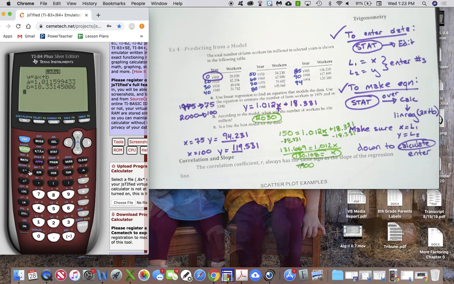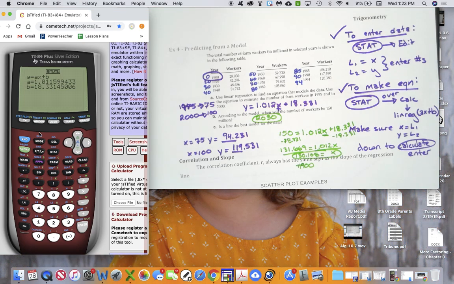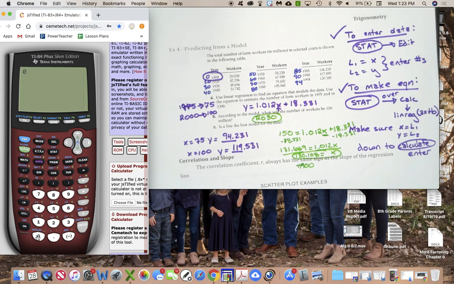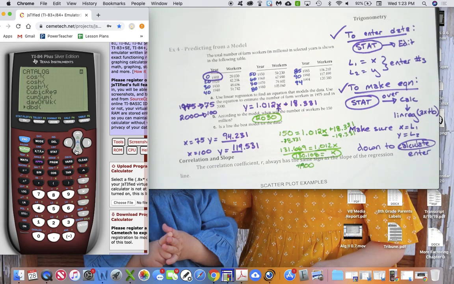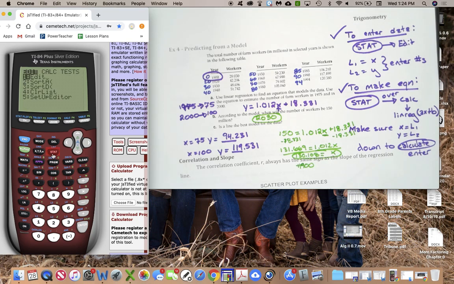Did anybody's not show up? Back to that, stat, calc, linear regression. I got to turn my diagnostic on. So second, catalog. Go over. Calculate, not, oh. Yeah, calculate. Stat, calc. I got to turn my diagnostic on because for some reason it didn't save. Okay, stats. Here it is.